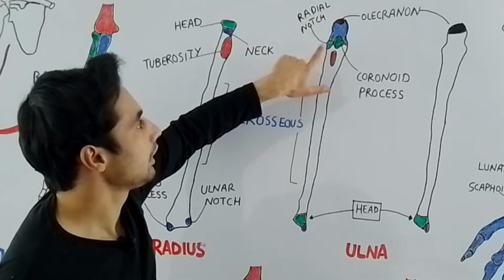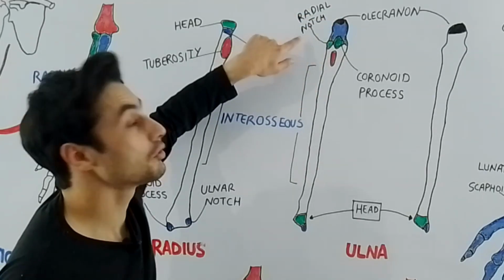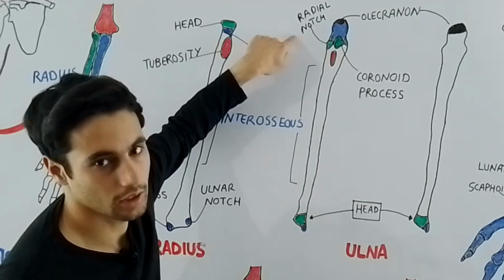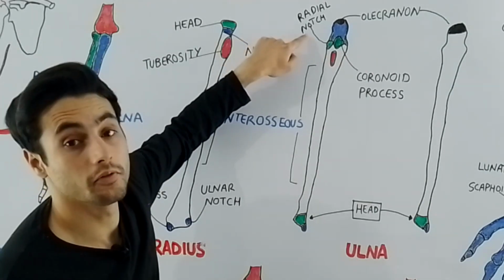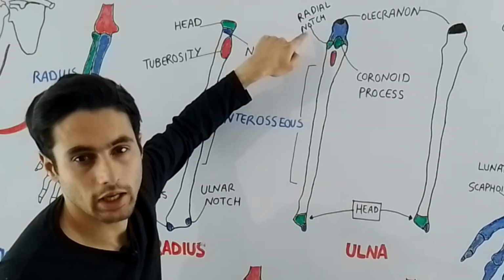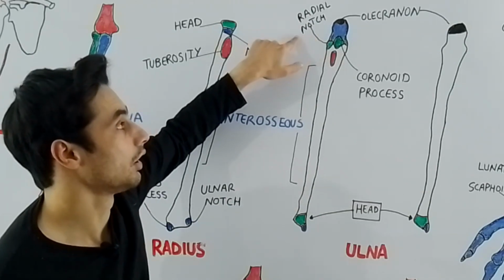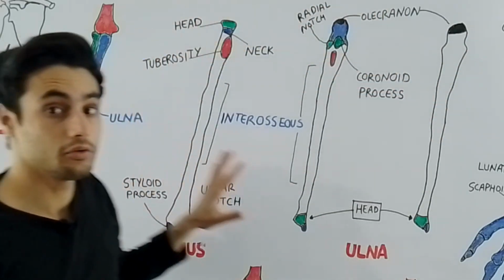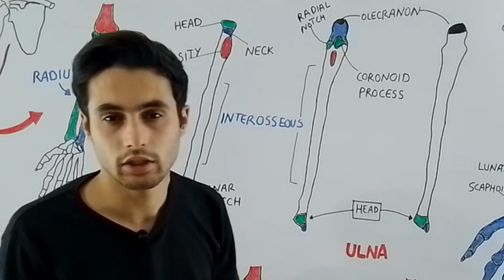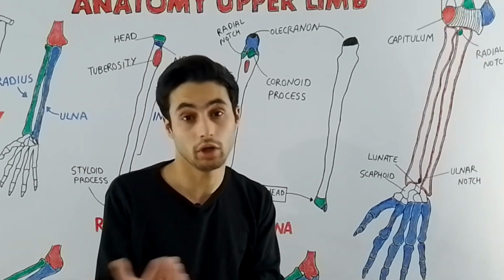Now, on the lateral side, we have the radial notch of the ulna. This radial notch will make a joint with the head of the radius bone. Now, let's see how these bones articulate with one another and with the elbow and the wrist joints.